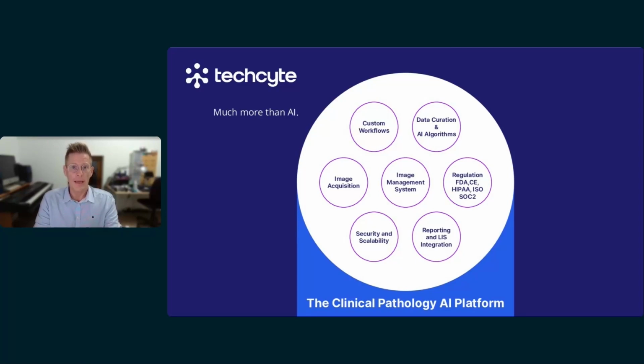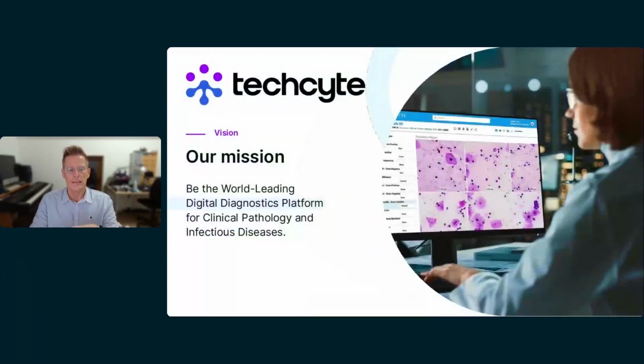We've also had to become experts on image acquisition, security, scalability. We need to integrate with the LIS systems, and so we've developed an open API. And of course, compliance and regulation is forefront in our concerns. We have a department that does nothing but that. And so it's much more than just AI. And as a company, our mission is to be the world-leading digital diagnostics platform for clinical pathology and infectious diseases.